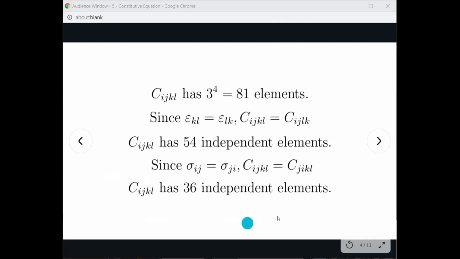Now, we can define this CIJKL using just 36 elements. So CIJKL still has 81 elements, no? But since mostly naman sa kanila ay equal, then we can just represent it into 36 elements. And thus, if I put this into a matrix, I can just make it a 6 by 6 matrix. Okay, you can think of it that way.